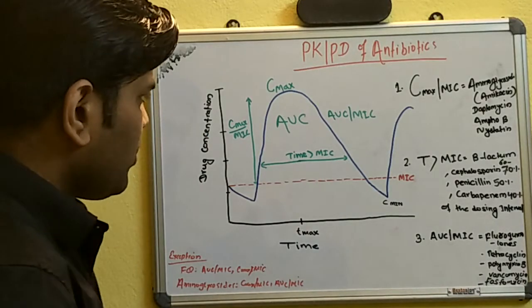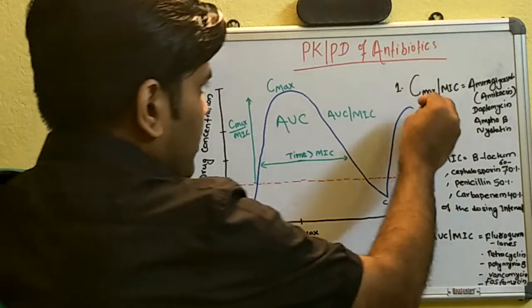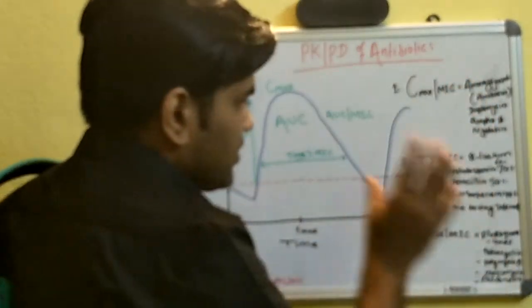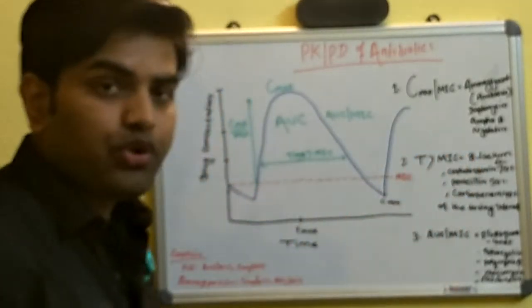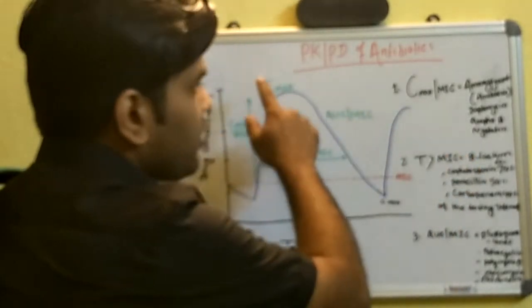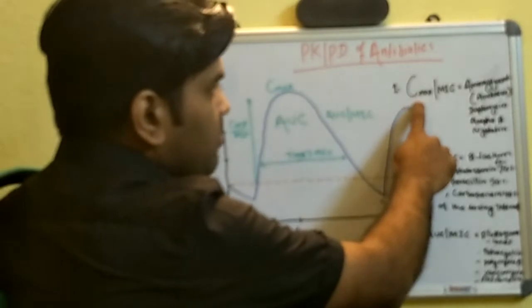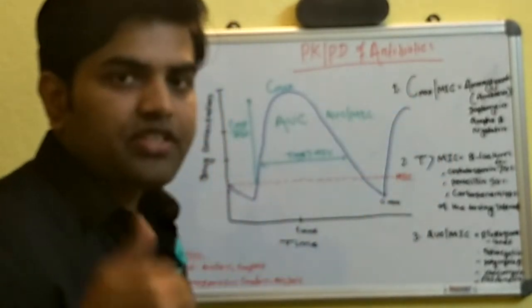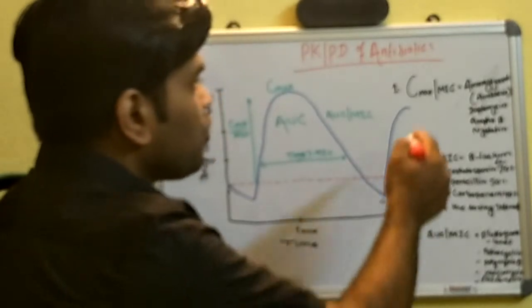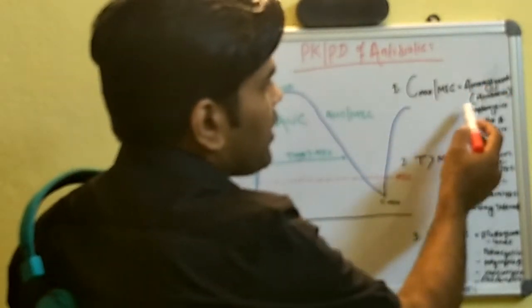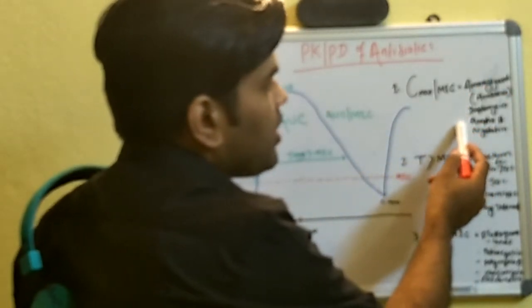Okay, so let me go into details describing these three classes of antibiotics. If you describe Cmax over MIC, as I have already told you, it is concentration-dependent kinetics. The more you increase the concentration, the more the killing effect. The antibiotics in this group are aminoglycosides, daptomycin, amphotericin B, and nystatin.